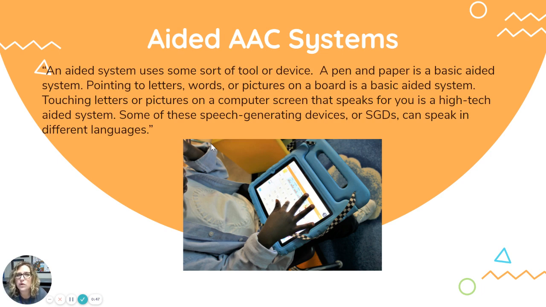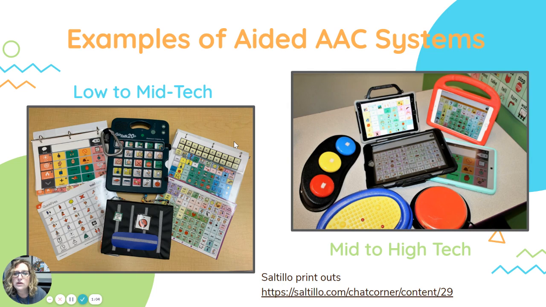This could be anything where there's letters, words, pictures on a board, or maybe in a notebook, or maybe there's a picture on a screen and an individual activates a picture on that screen and it produces some type of word or sound. So here are some examples of some aided AAC systems that, at least in our district or in our building specifically, you can find on any other day.